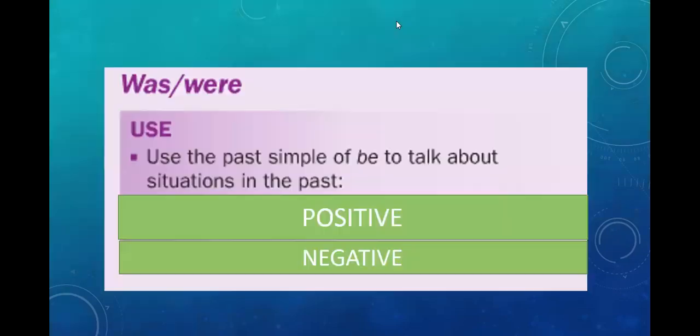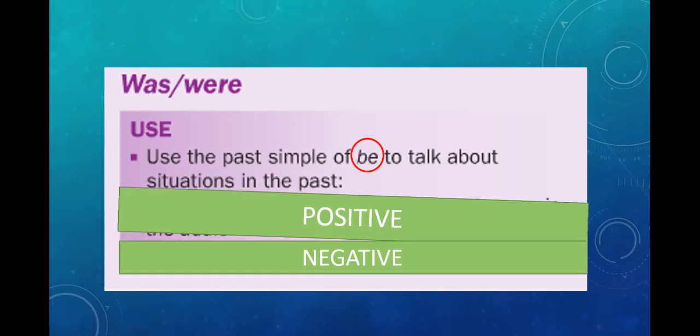As I said, these two are the past simple. Maybe I should have been more specific. They are the past simple of the verb be. Okay, and we use it to talk about situations in the past. Everything that happened before this moment, and it is completed before this moment. So we have both positive and negative forms. Okay, let's take a look at positive.